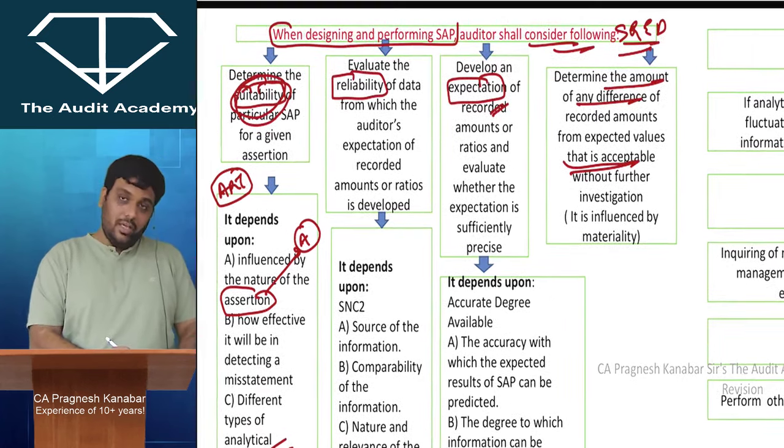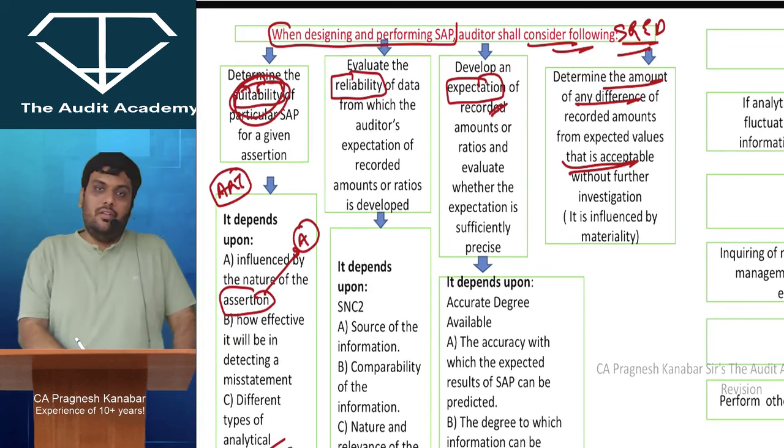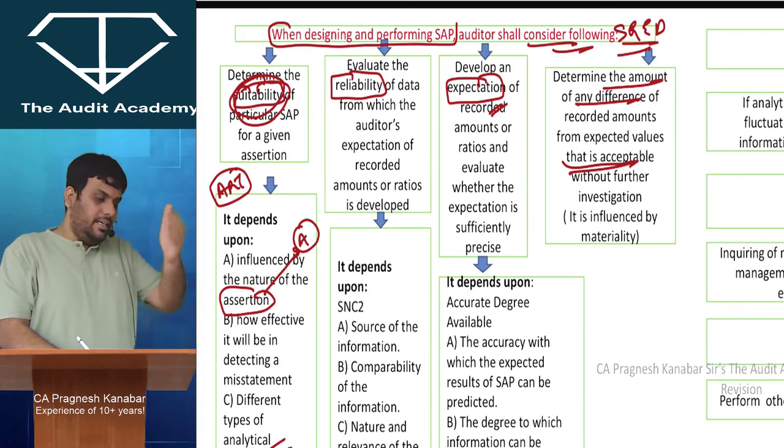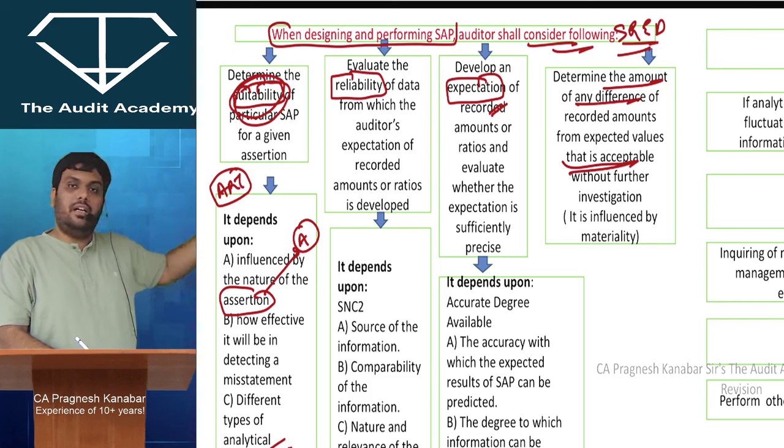Let me tell you, just because analytical procedure is applicable, that does not mean that it is suitable. For example, even related party sales is 80 and total sales is 100. So 80% of sales is done with related party. So what?